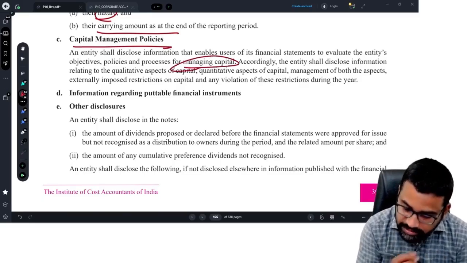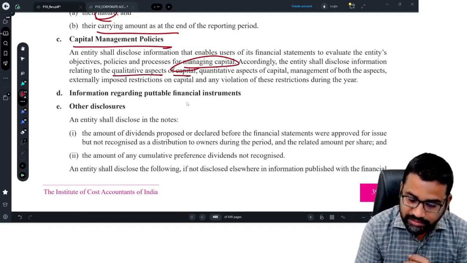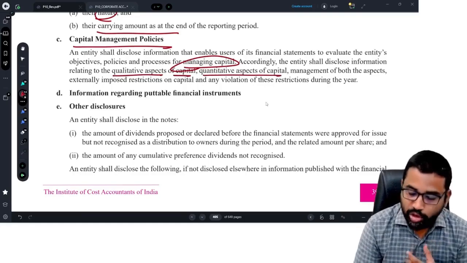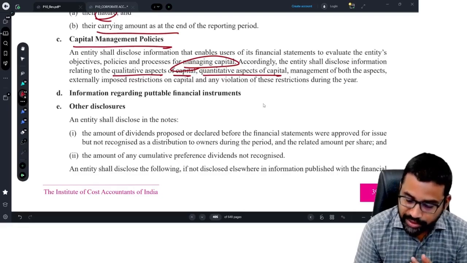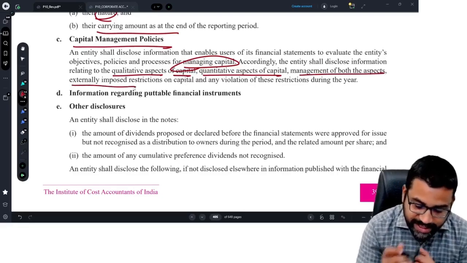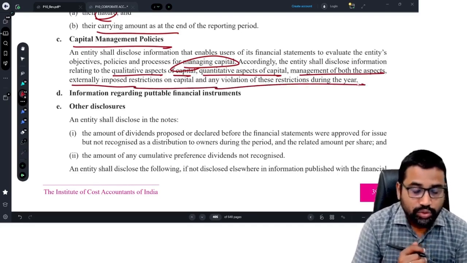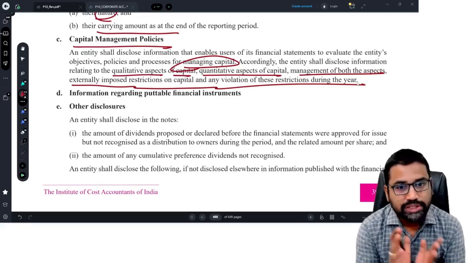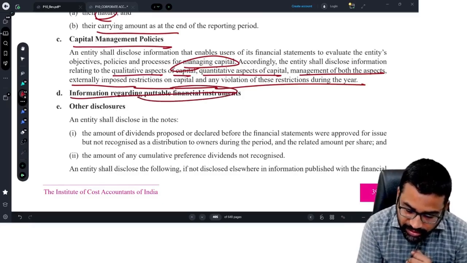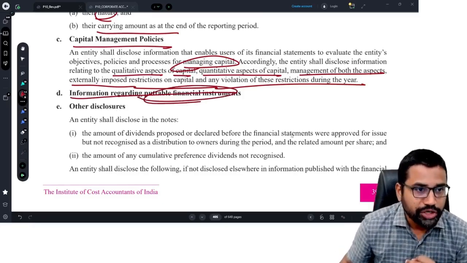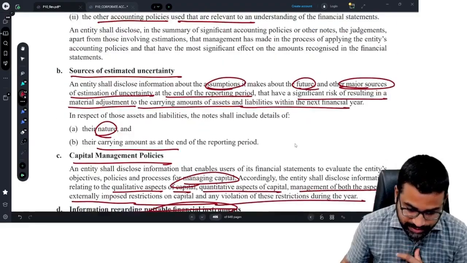Managing capital. Accordingly, the entity shall disclose information relating to qualitative aspects of capital and quantitative aspects of capital: how much capital we brought, how much we used for this purpose, how much capital we redeemed. Management of both the aspects, externally imposed restrictions on capital and violation of those rules. Relating to share capital, what are the policies you are following? Disclose it. And other information regarding financial instruments you need to disclose, and other disclosures. Any other points you feel, you can disclose it.